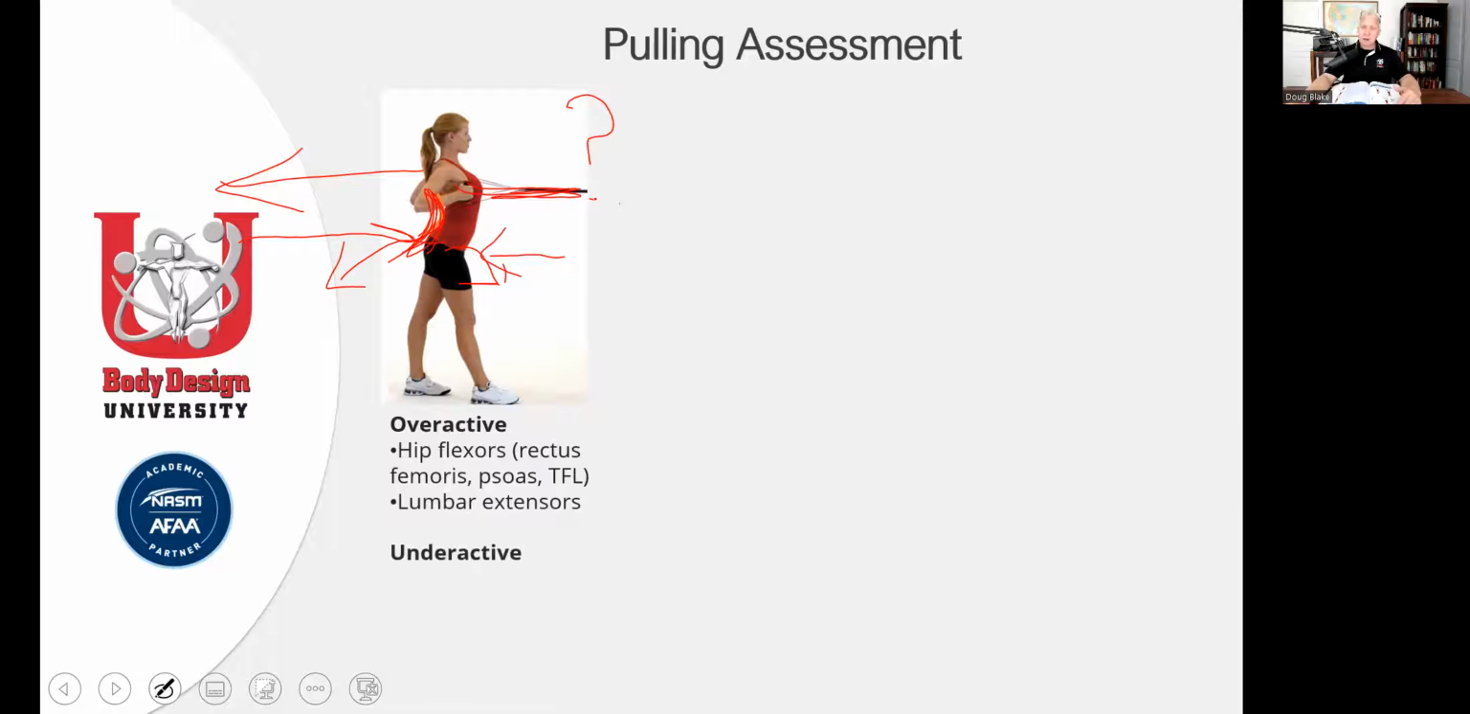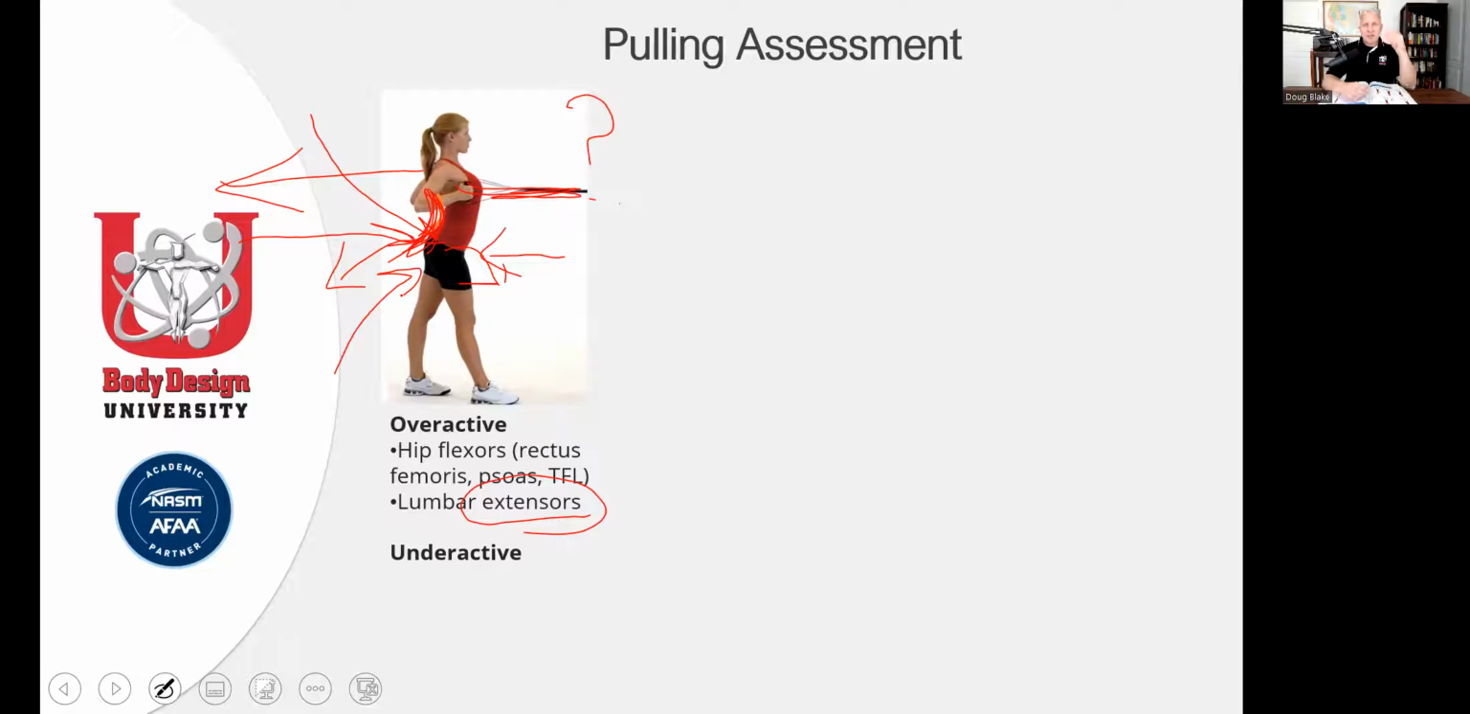So that leads us then to what? What are the underactive muscles? Well, now think of this. People will get confused because they'll see the word extensor here, but that's lumbar extensors. That's not your pelvis. Okay, that's not your hip extensors. The lumbar extensors are not your hip extensors.